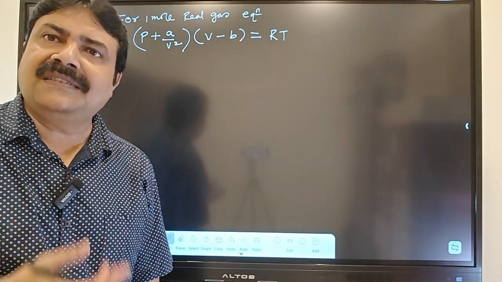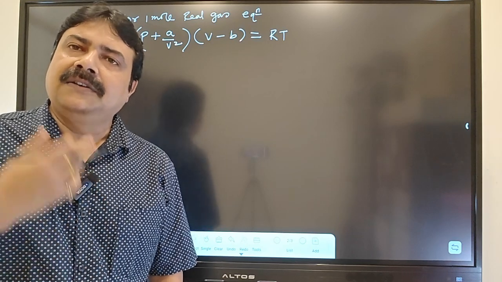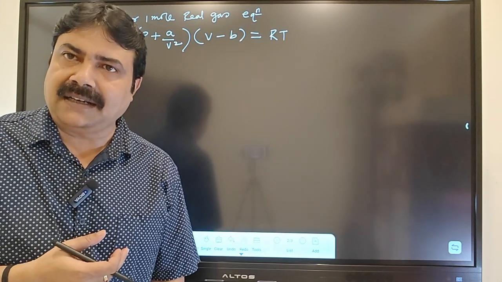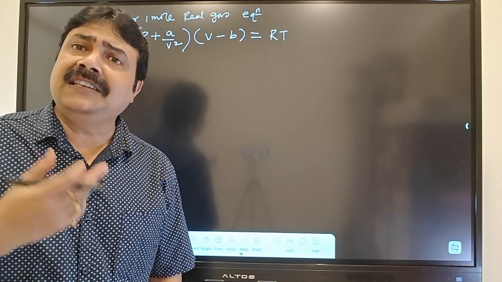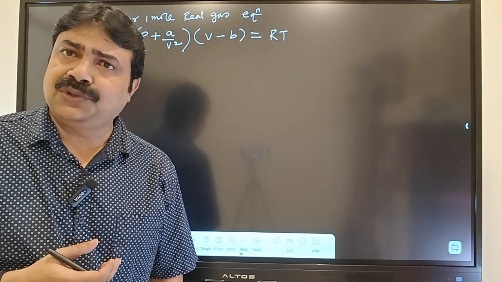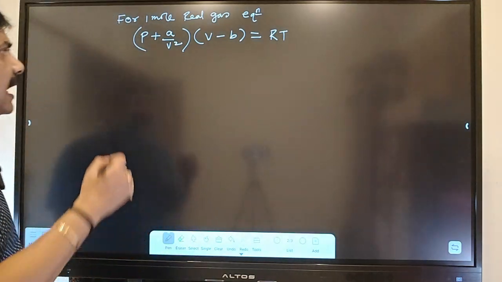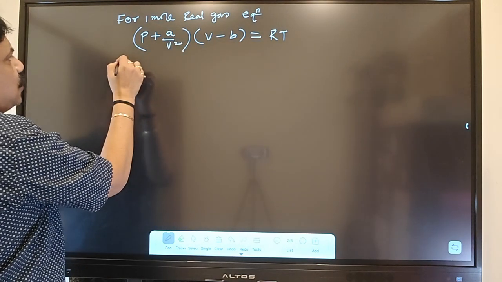That's why V is the volume of the container. From there something needs to be subtracted. With pressure, something needs to be added. Why? Because there is a force of attraction. So that's why we are going to discuss the excluded volume.